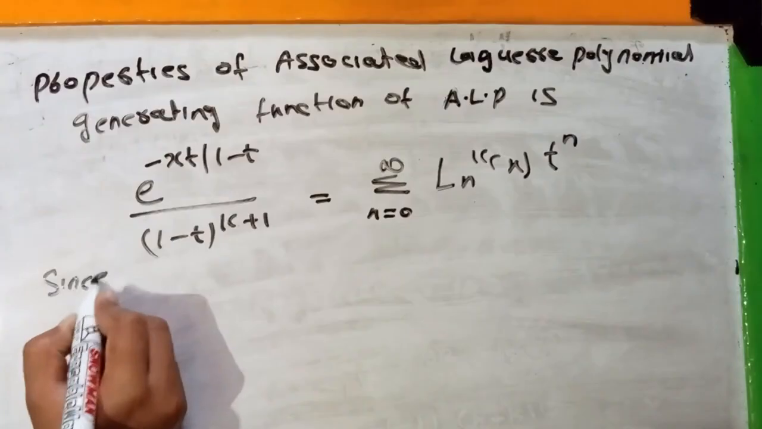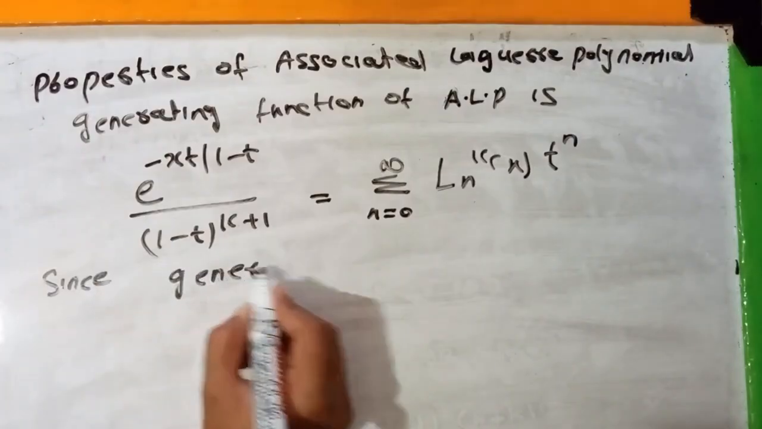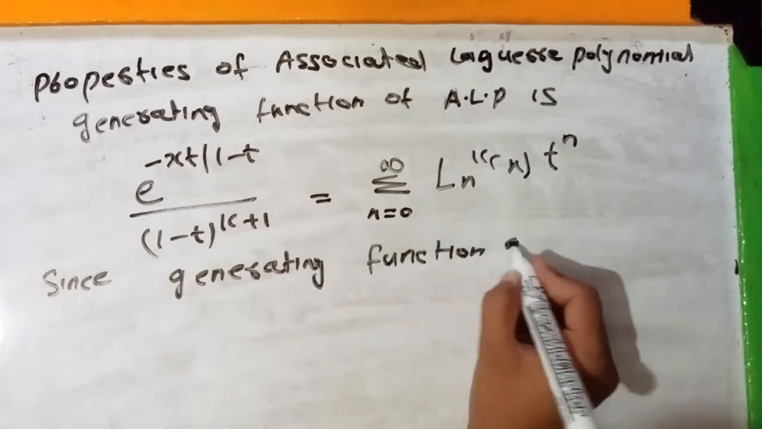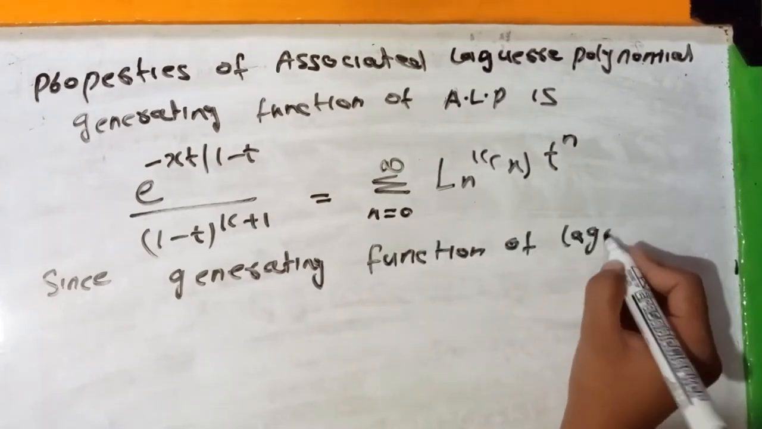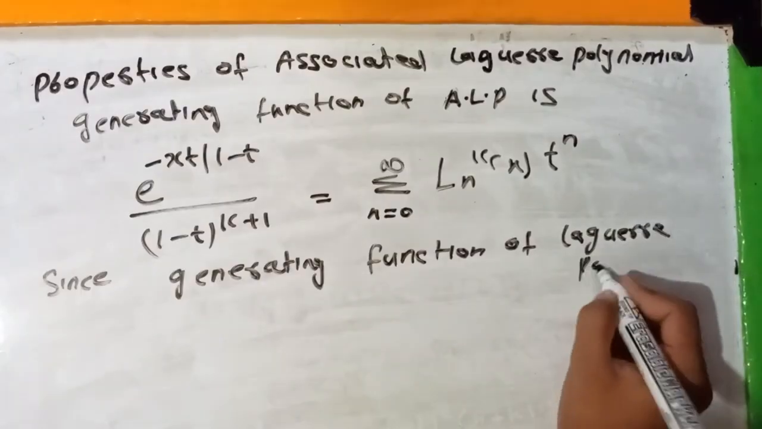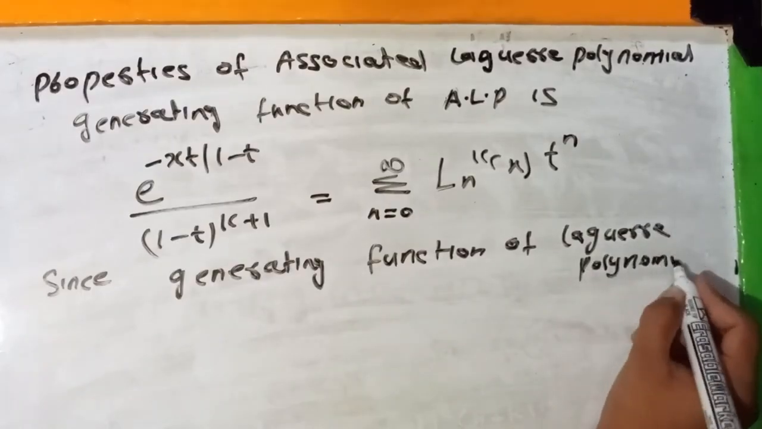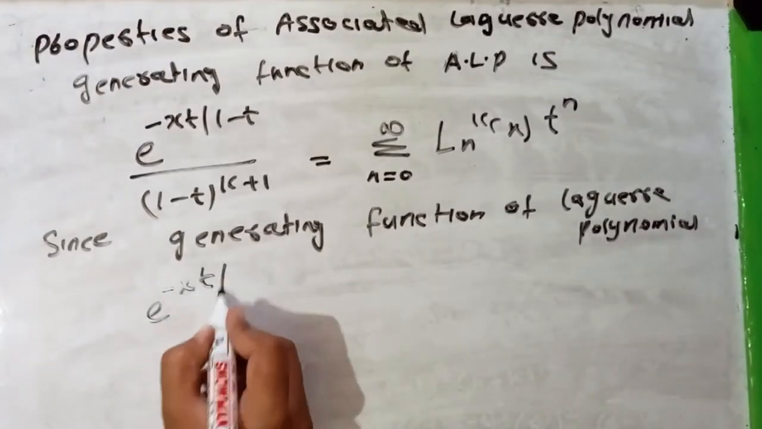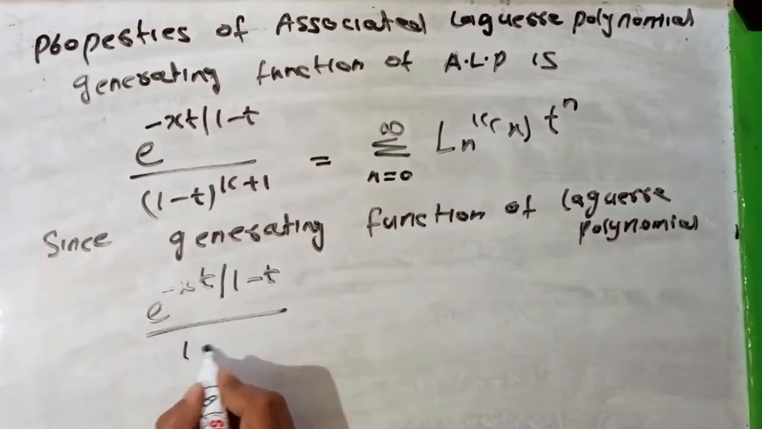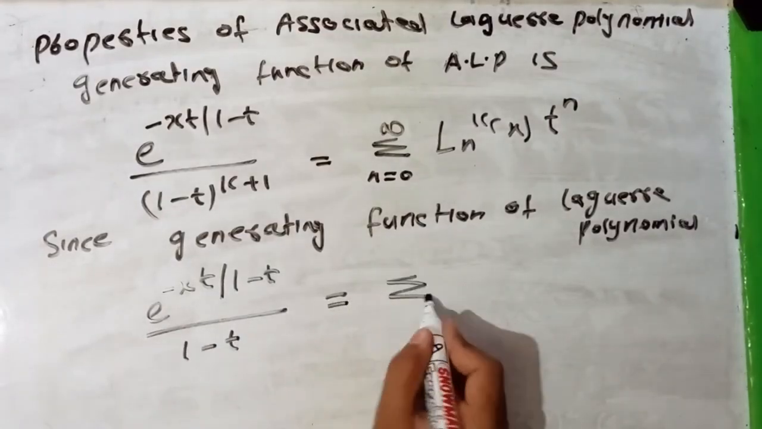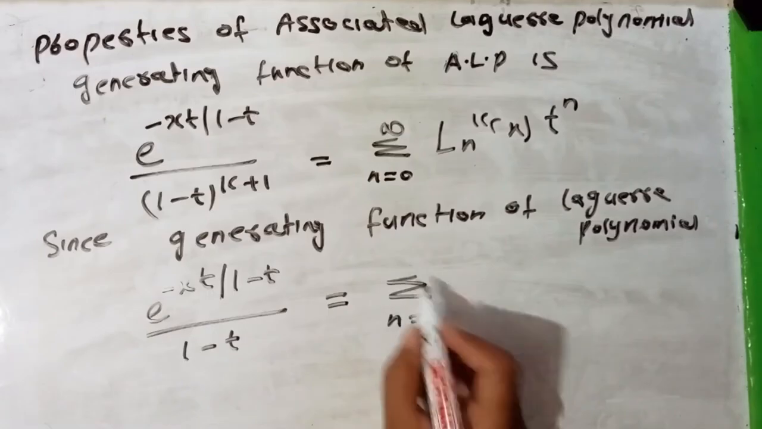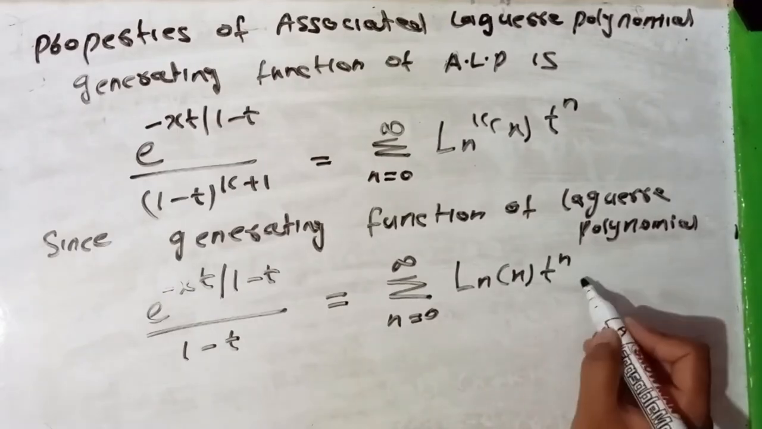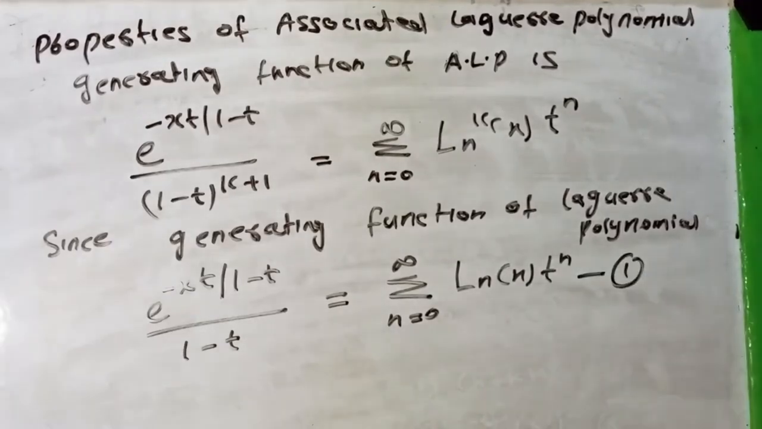Since the generating function of Laguerre polynomial is e^(-xt/(1-t)) / (1-t) = summation n = 0 to infinity L_n(x) t^n. This is equation number 1.